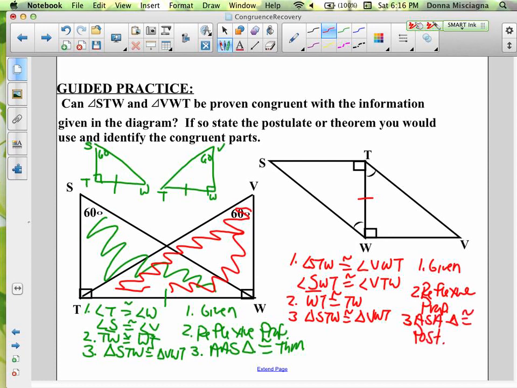Right? And so we were able to prove both pairs of triangles congruent in both of the problems there, but just using different theorems, because different theorems apply based on what we were given and what we could prove to be true, what we knew to be true.